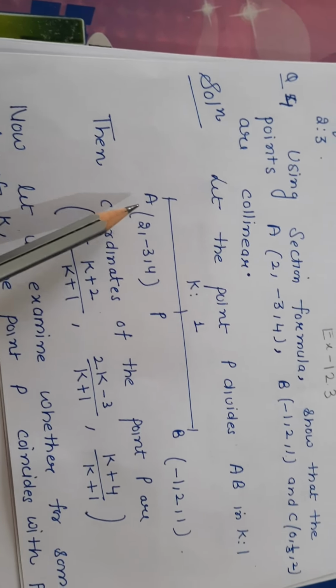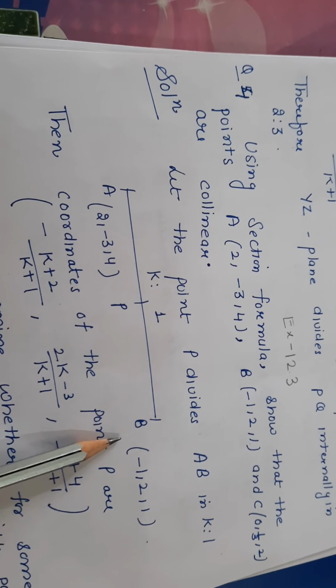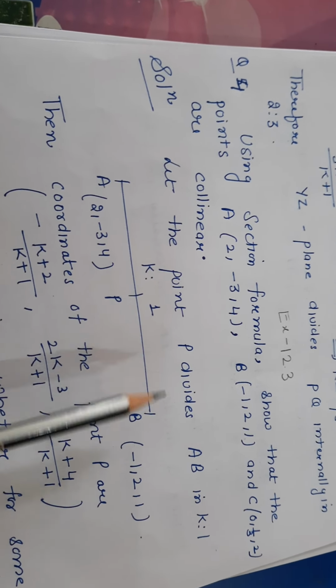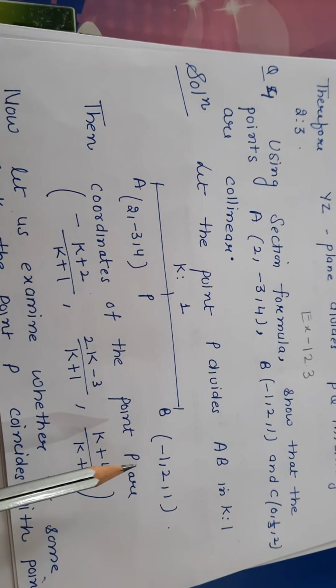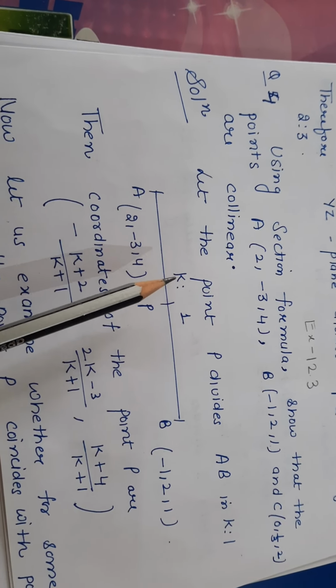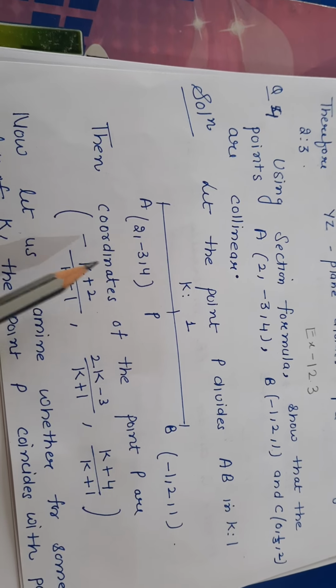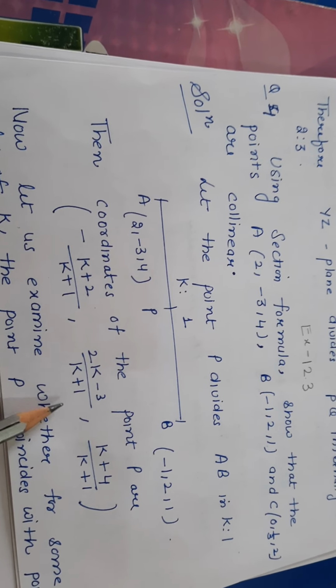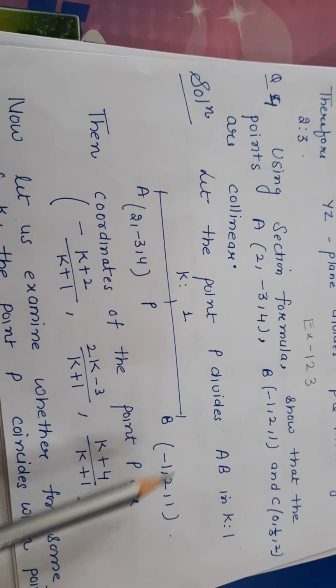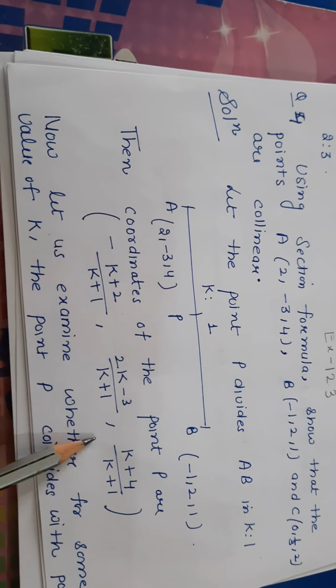Now let this be point A and let this be B. And we suppose that any point P divides AB in the ratio K:1. Then by using section formula the coordinate of P will be (minus K plus 2) divided by (K plus 1), (2K minus 3) divided by (K plus 1). The Z coordinate is (K plus 4) upon (K plus 1).